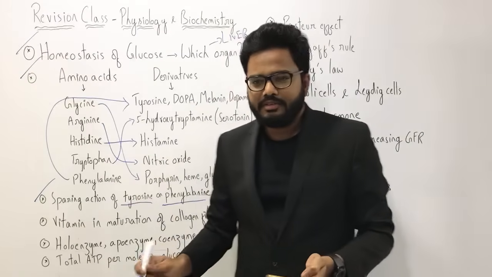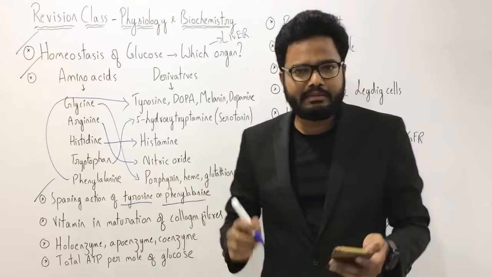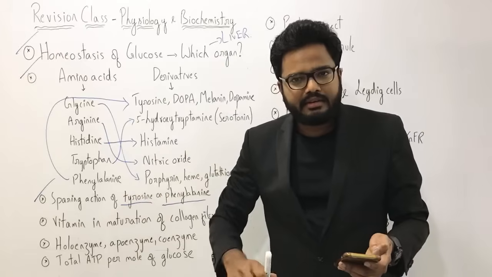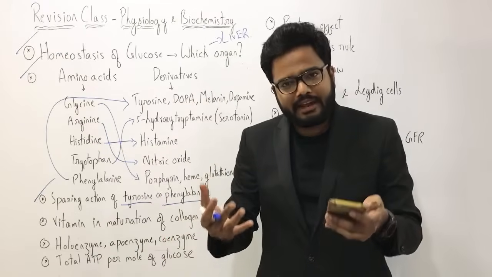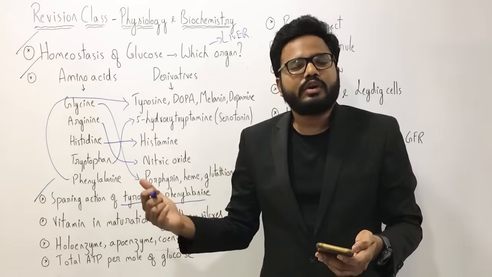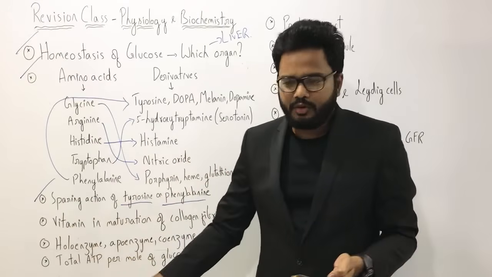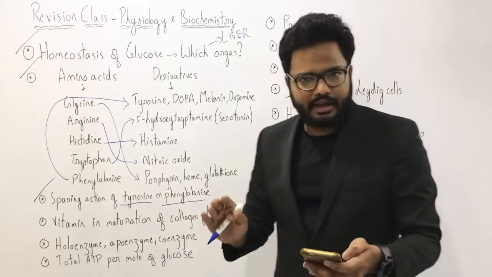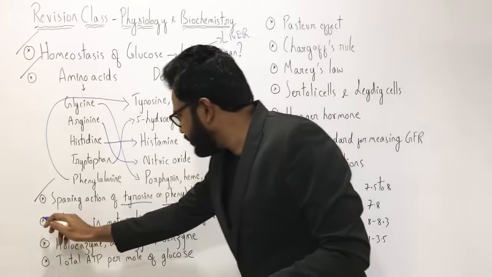That's more than sufficient. Now coming to the sparing action of tyrosine on phenylalanine, it means phenylalanine leads to formation of tyrosine. So when you take tyrosine directly, there is no requirement of phenylalanine in your diet. So that's the sparing action of tyrosine on phenylalanine. I hope it's clear. Good. Now let's move on to the next question.